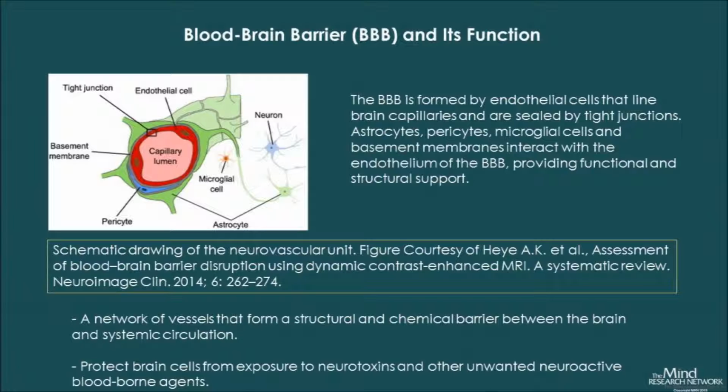So the astrocytes, pericytes, microglial cells, and basement membrane interact with the endothelium of the BBB, providing functional and structural support. In sum, the BBB is a network of vessels that form a structural and chemical barrier between the brain and the systemic circulation. It protects brain cells from exposure to neurotoxins and other unwanted neuroactive blood-borne agents.